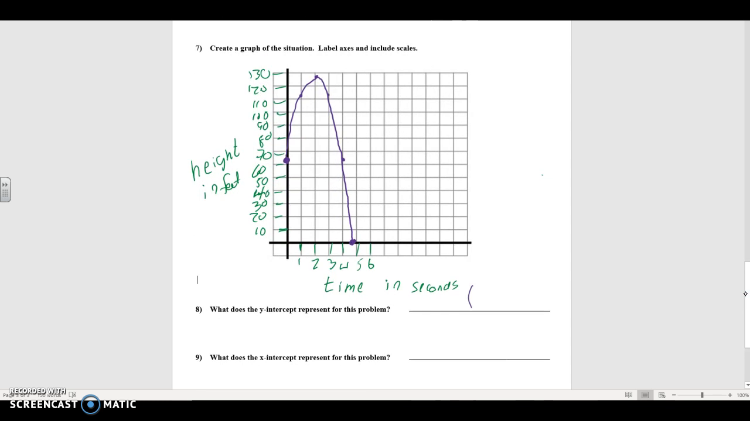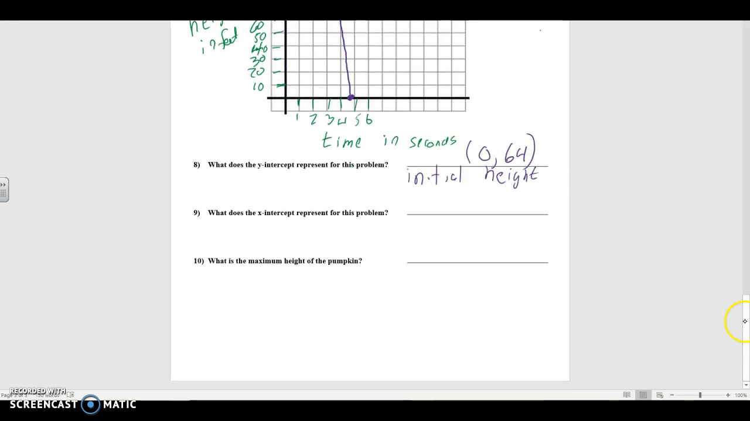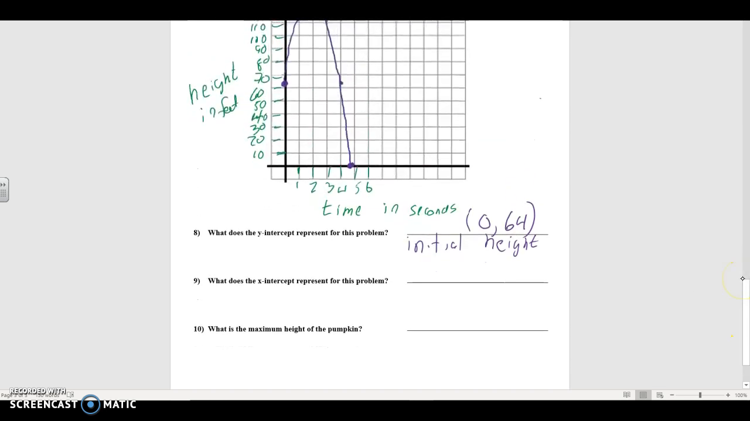So the y-intercept in this problem is 0, 64. And it represents initial height. In other words, when the pumpkin was first in the launcher, it was 64 feet above the ground. The x-intercept in the problem represents the time the pumpkin hit the ground. And the maximum height, which I get from the vertex, was 128 feet.